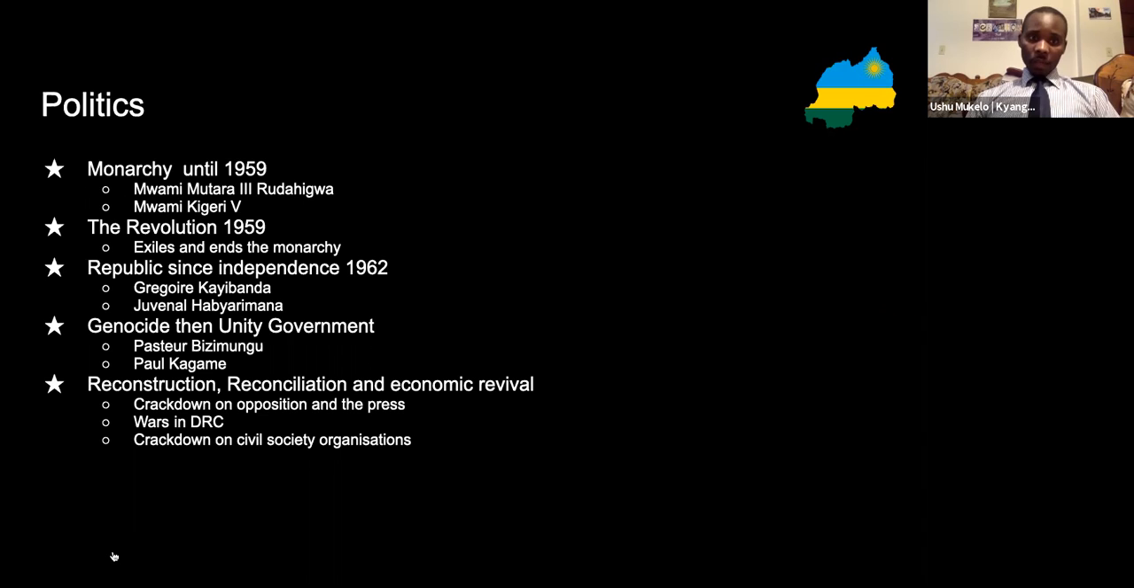To end genocide, there was a creation of unity government that was led by Pasteur Bizimungu as the president and Paul Kagame of the Rwandan Patriotic Front, a rebel group that came from neighboring Uganda, as the vice president. 1994 post-genocide to 1989 was a time of reconstruction, reconciliation, and economic revival. But most of the economic revival was not done until after the elections of 1989, that saw President Kagame begin his presidential term in 2000. President Kagame has been a president since 2000.